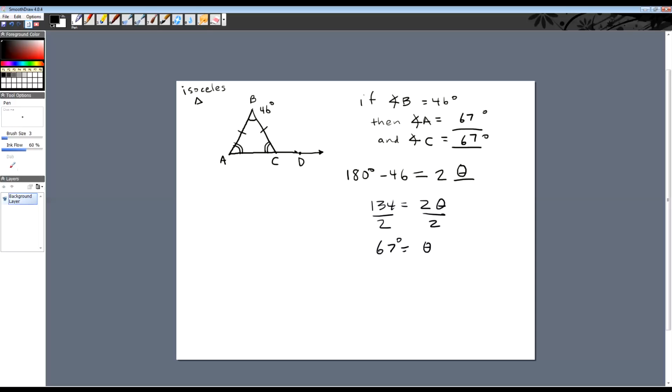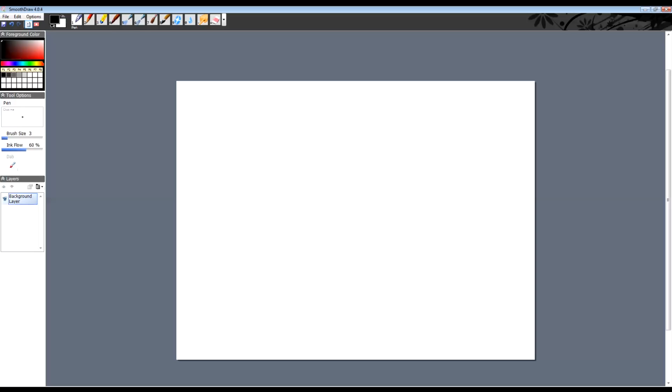Similarly, in number 8, we have the same figure. A, B, C, D. If angle C measures 52 degrees, what is the measure of angle B?